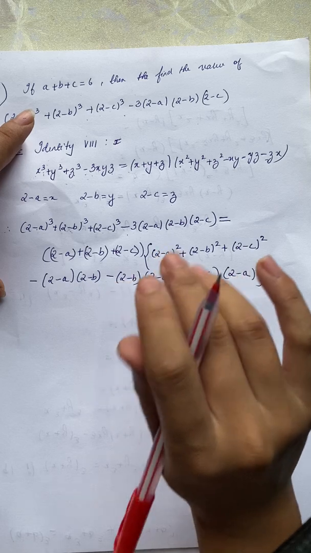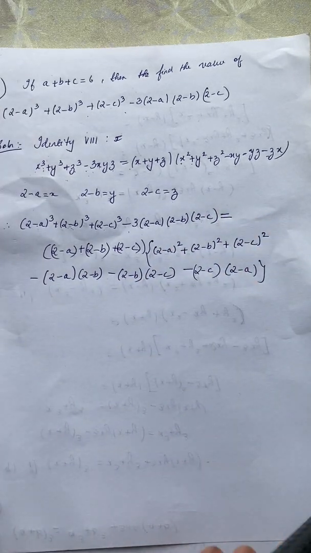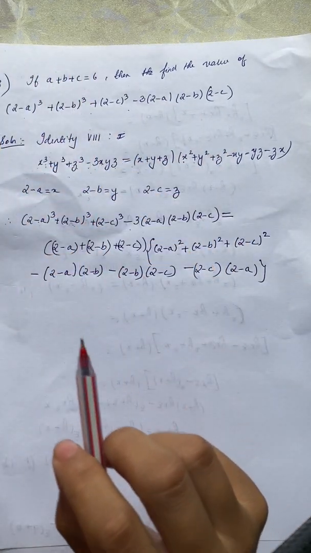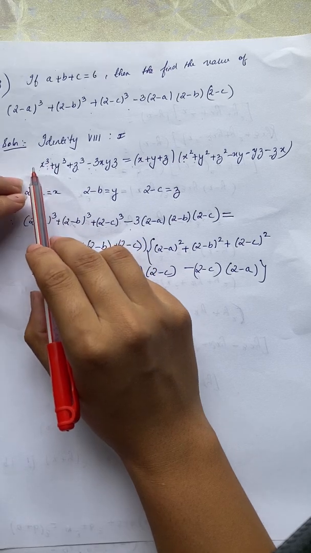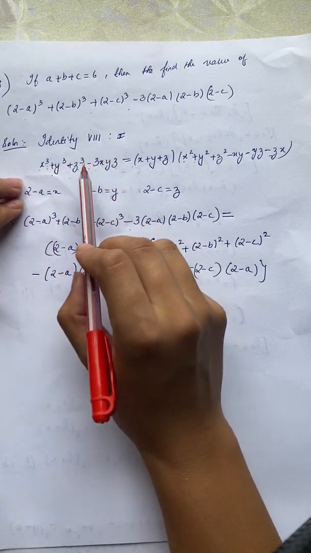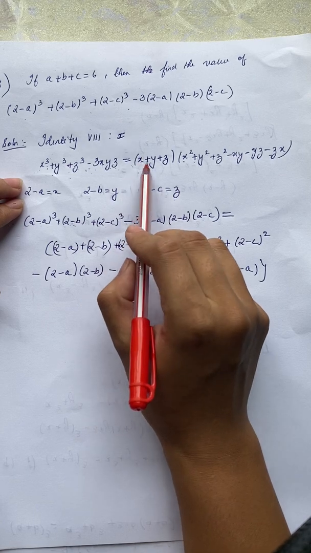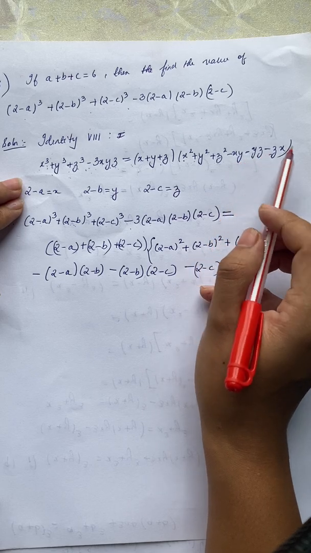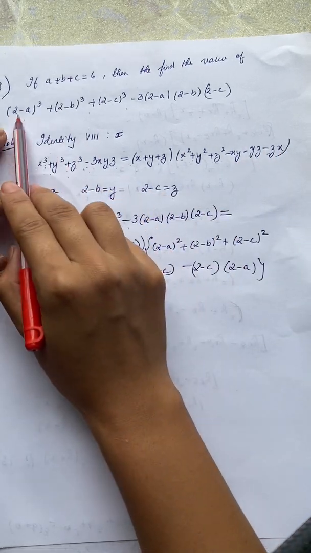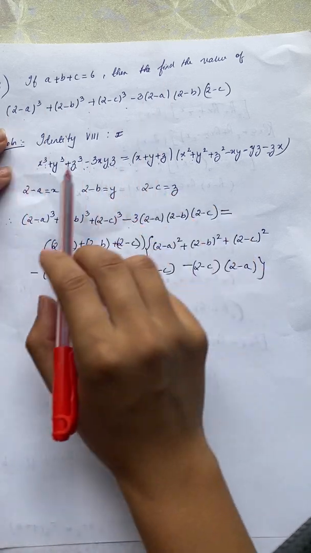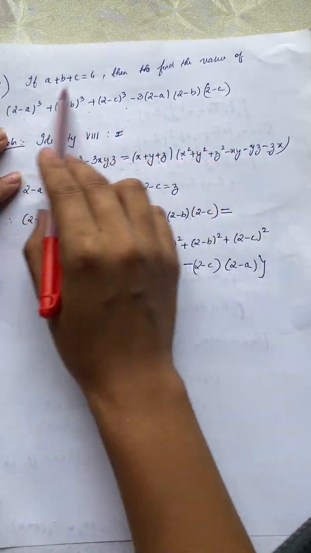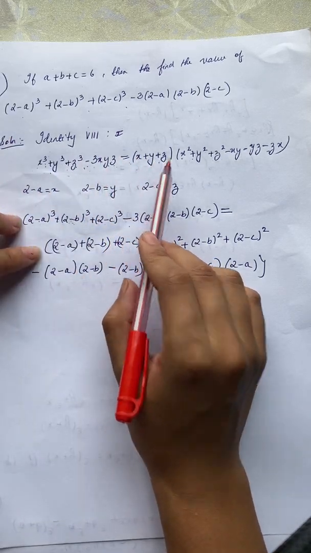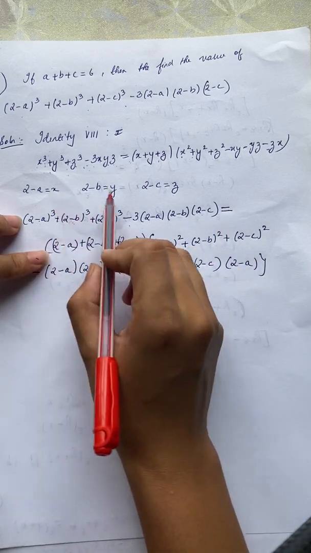Clear with this formula? How did we get it? Be very careful with this. We're asked to find this, but identity number 8 tells us that x cube plus y cube plus z cube minus 3xyz is equal to (x plus y plus z) into (x square plus y square plus z square minus xy minus yz minus zx). Look at this and compare. Since this is the same as the given expression, I can say this is equal to x plus y plus z. That's why I've written it here.